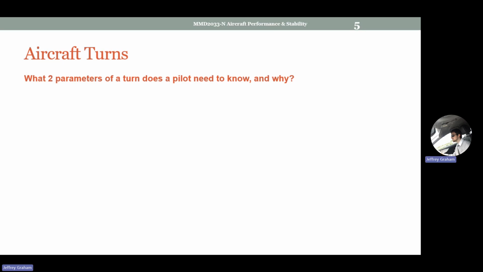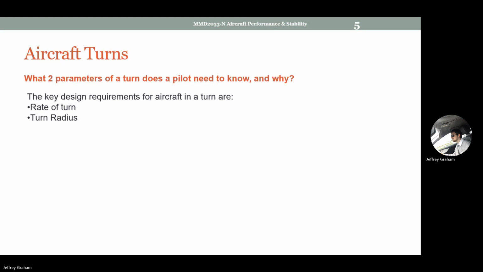Pilots need to know some set criteria in order to help them fly the aircraft. I've stated two here, but there are actually three worth pointing out. First one speaks for itself. It's the rate of turn. If the aircraft's going to start turning, it's the change in its heading. It's going to have a rate at which it does it. So how many radians or how many degrees is it doing per second?